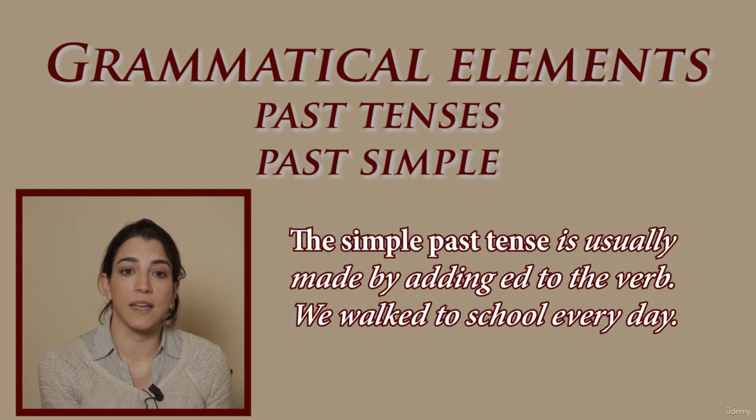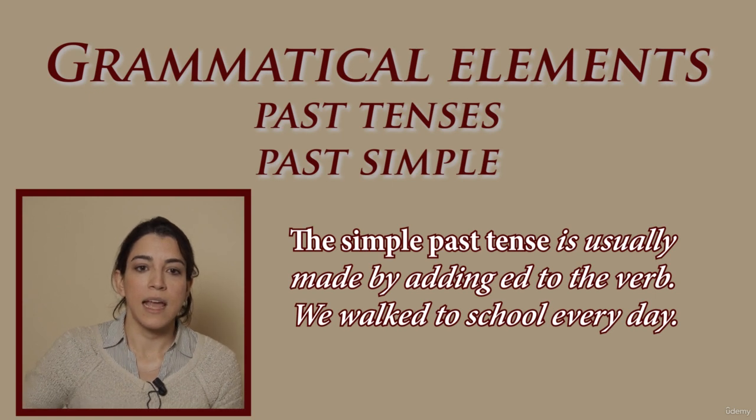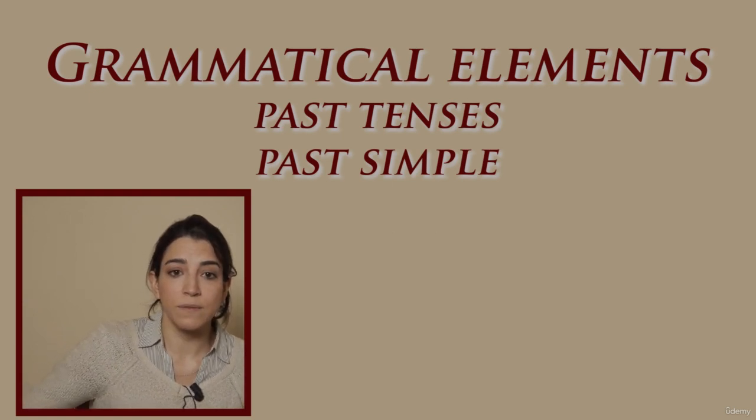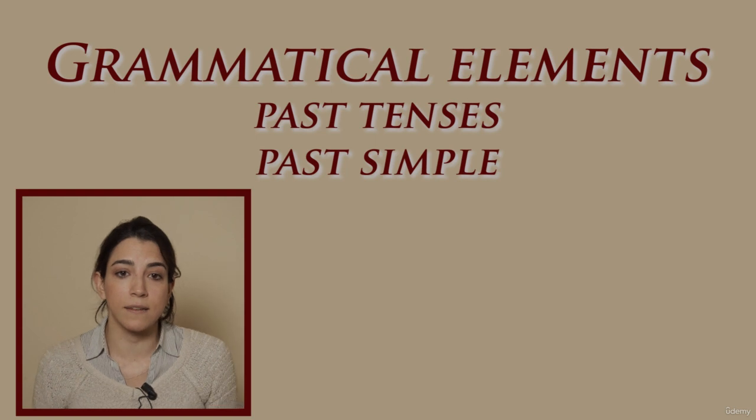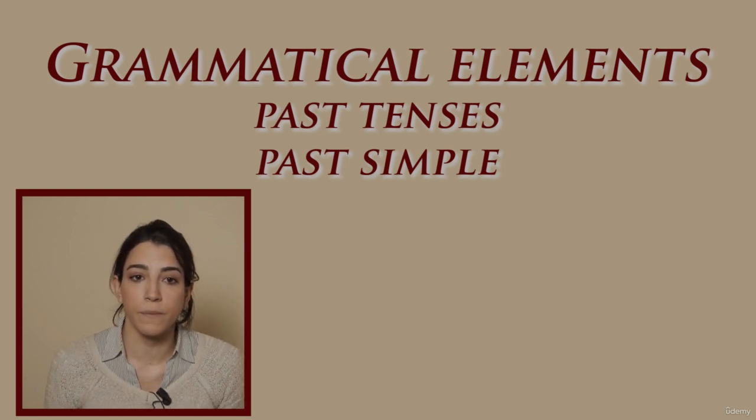The simple past tense is usually made by adding ed to the verb, especially in regular verbs. We walked to school every day. If a verb ends in e, just add the letter d to make the simple past tense.